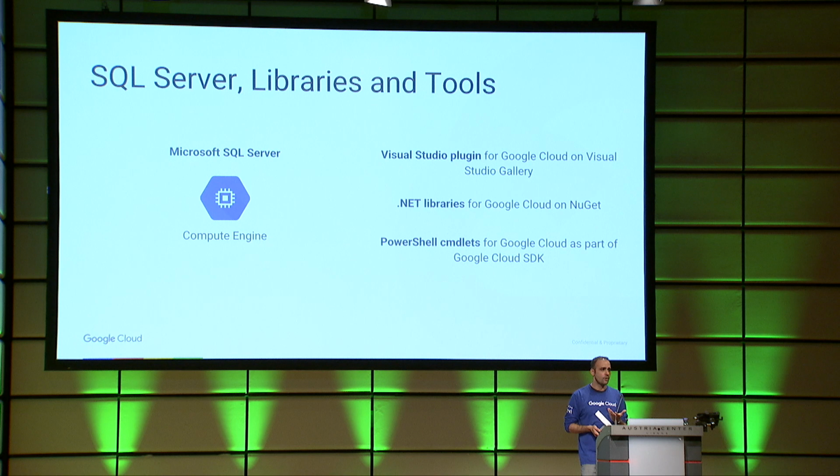And also, if you are a .NET developer, you're probably used to using SQL Server, so you can get a SQL Server instance on Compute Engine. But it's not managed, so you can get it, but you have to manage it yourself. There's a Visual Studio plugin from Google that you can use. It's an extension that you can install in Visual Studio, and you can use that to manage Google Cloud resources. There's a lot of .NET libraries on NuGet already that I'm going to show you some of the samples today. And finally, there's PowerShell commandlets. So if you want to script things, there's a lot of commandlets for Google Cloud that you can install, and you can use scripting to script your management of Google Cloud resources.